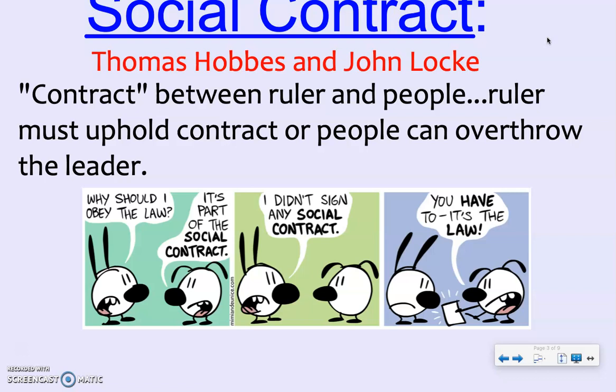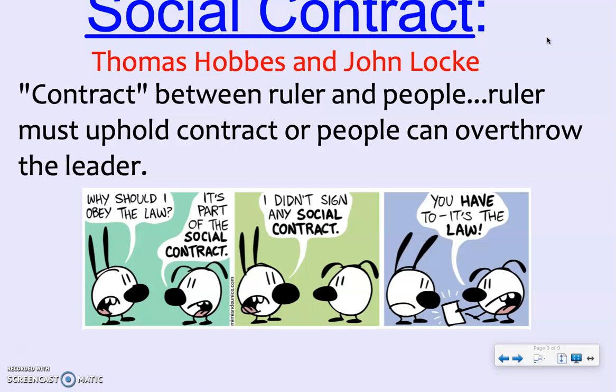So, I will be your ruler. I'm going to set rules and expectations. There's consequences if you don't follow them. It's a contract between the two of us. The idea being, I, as a ruler or a leader, would need to hold up that contract. I need to provide my people rights and opportunity. And if I don't uphold that contract, the idea of social contract theory is that the people could overthrow or remove the ruler from power.